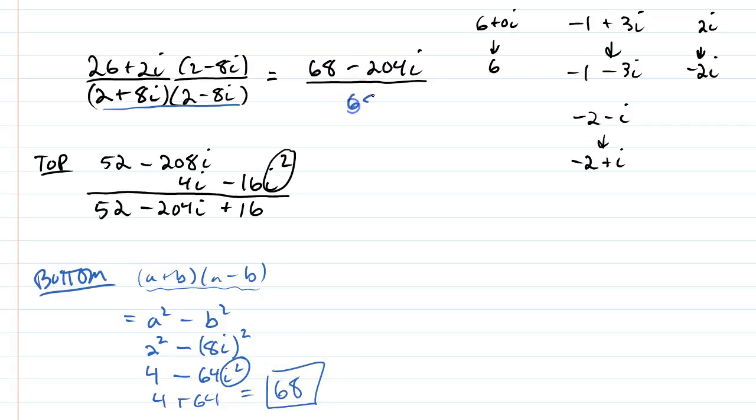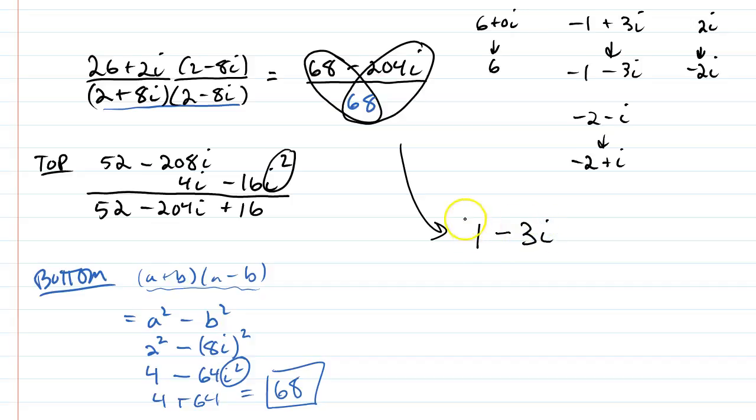So if we put 68 below here, we have our answer, but it's not in standard form yet. We always want to butterfly, and so my final answer is going to be 1 minus, and when you divide that out, that's actually 3i exactly.